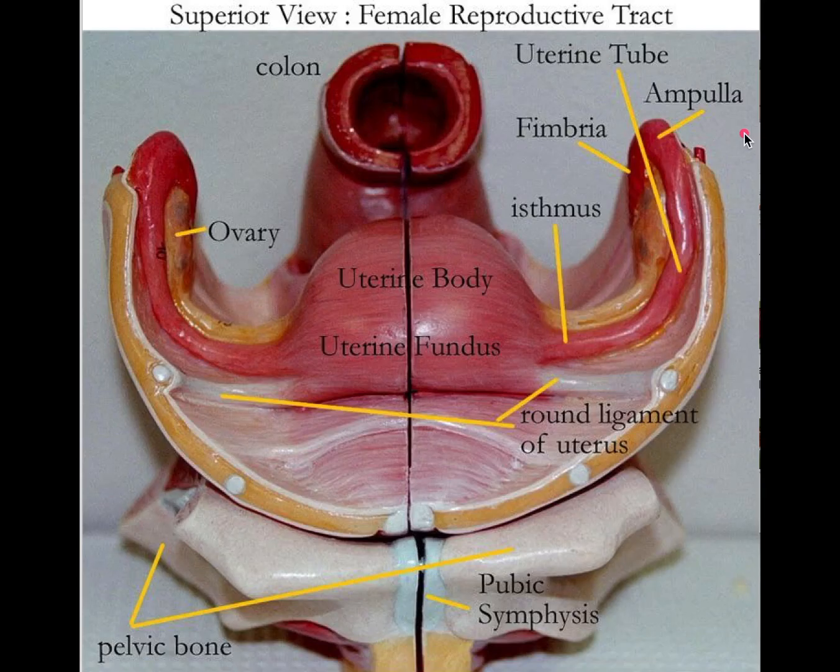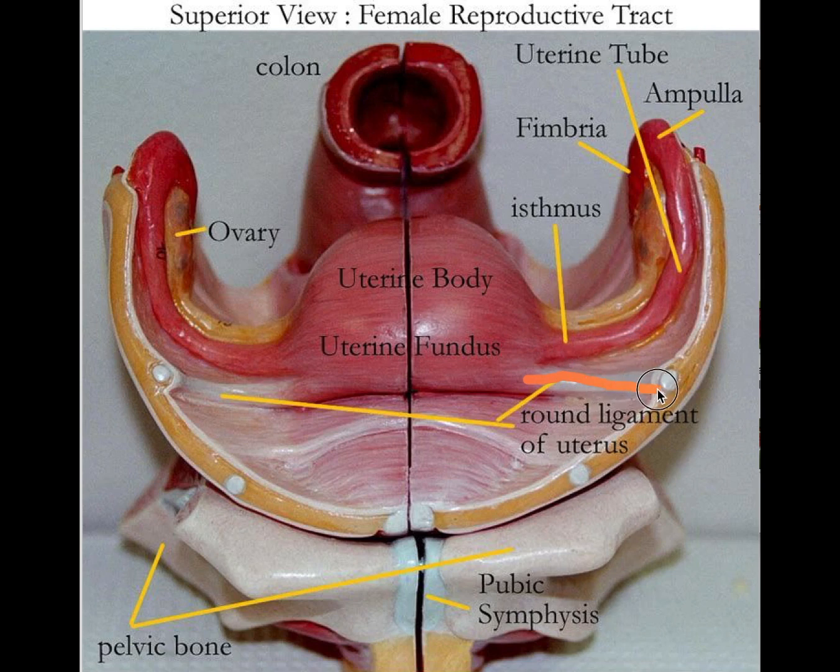So here's another more clear view of this model. Again, the uterine fundus. You can actually see the body here as well. This is the uterine tube. The different parts of it are actually labeled here. So we have the fimbriae that are attached to the infundibulum. Then we have the ampulla, which then leads into the isthmus. And what you can't see is the uterine part right here.